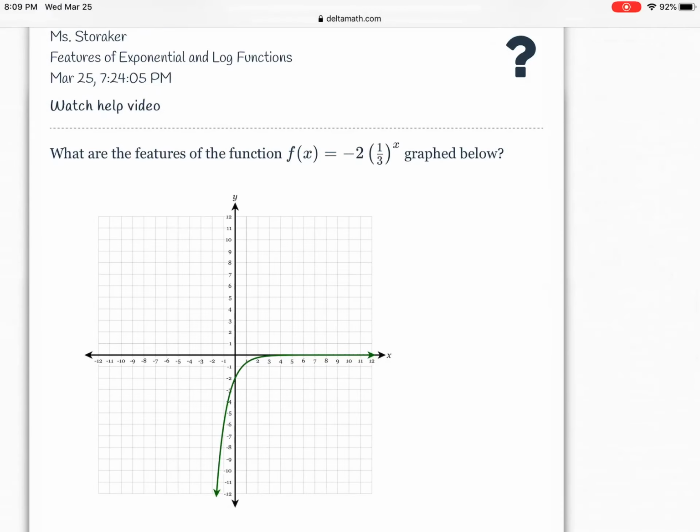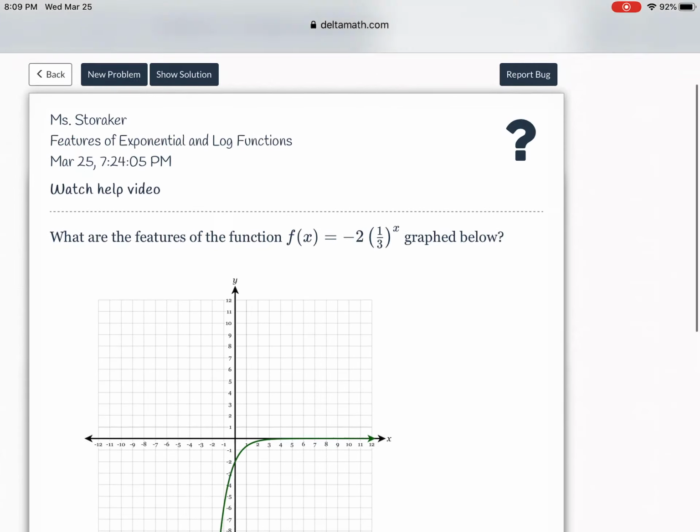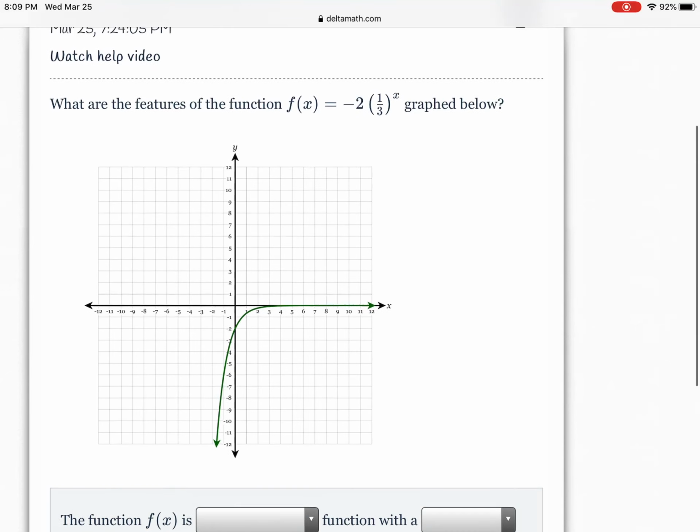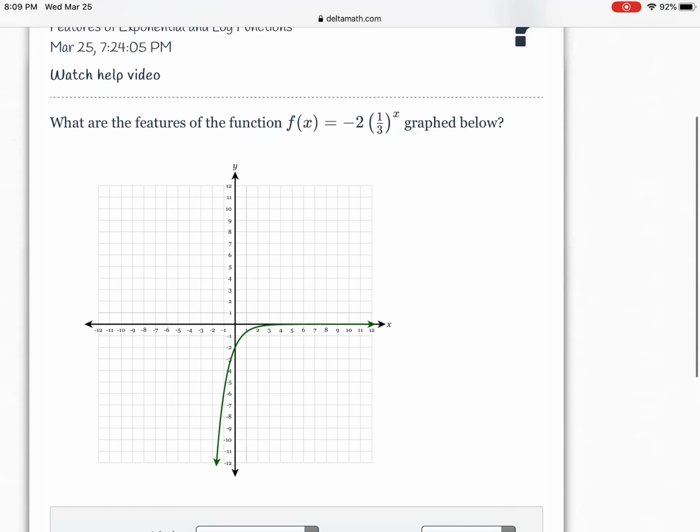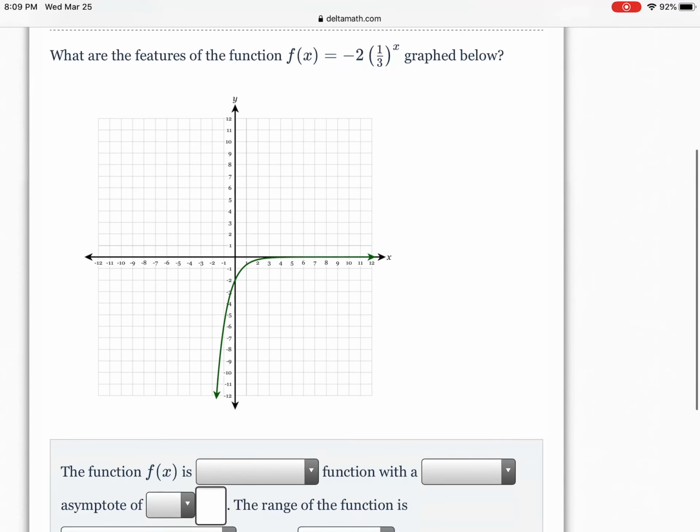Okay, so hopefully this will be pretty quick, and then your Delta Math on this will be pretty quick. There is no need to do separate work for this because it will all be done on the Delta Math. So when you get to Delta Math, I want to go through and explain what I'm doing. So we're looking at logarithmic and exponential graphs and their features.